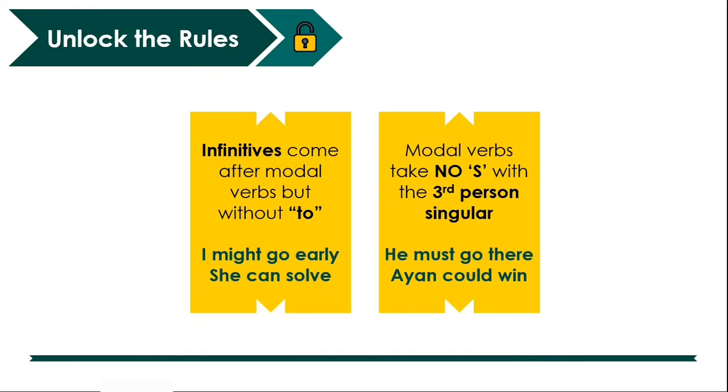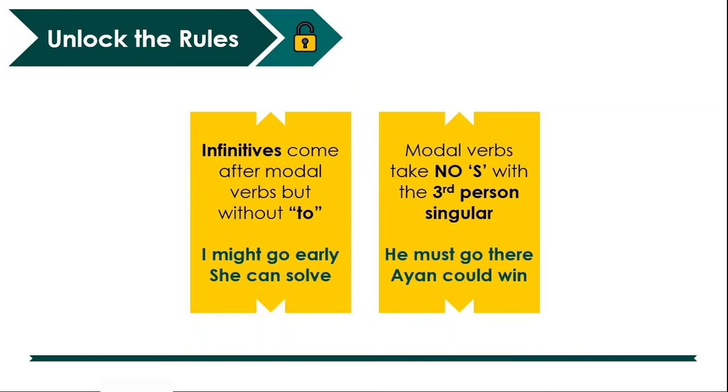Never, ever, ever, never. I might go early. Without to हमेशा आप use करेंगे. And that's, in other words, zero infinitives or bare infinitives. हम उन्हें कहते हैं. I might go early. मैंने यहाँ पर ये नहीं कहा. I didn't say that I might to go early. She can to solve. No, that's wrong. She can solve. I might go early. That's called infinitives. Okay? But without to.